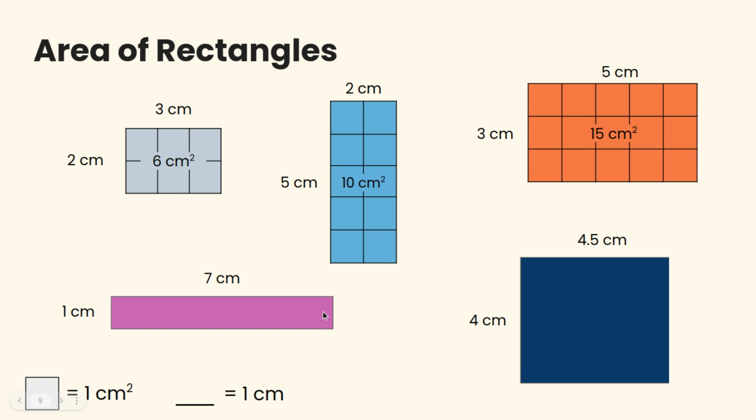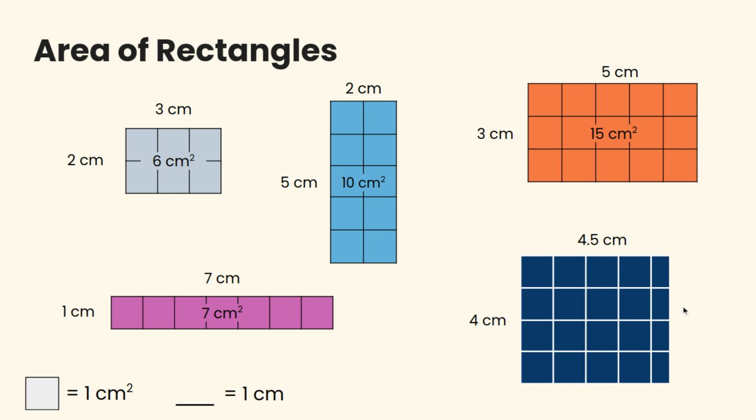Look at this purple rectangle. The area here is going to be 7 centimeters times 1 centimeter, or 7 centimeters squared. And our last one, we have a rectangle that is 4 centimeters by 4.5 centimeters. In this case, we can see that our area is 18 centimeters squared.